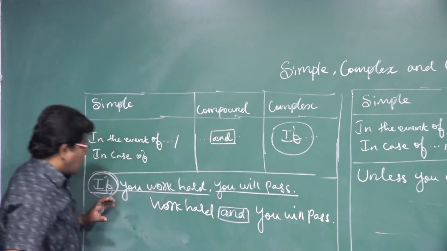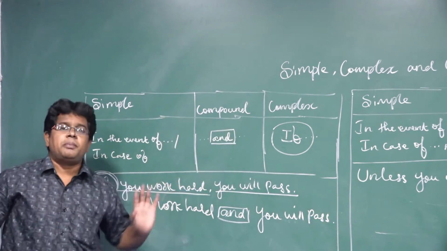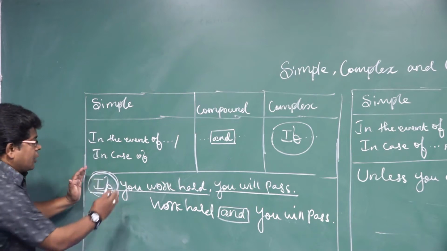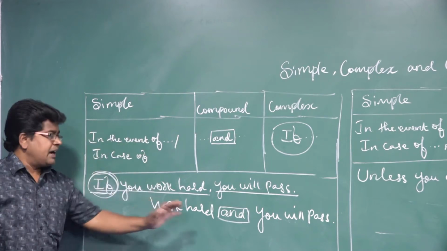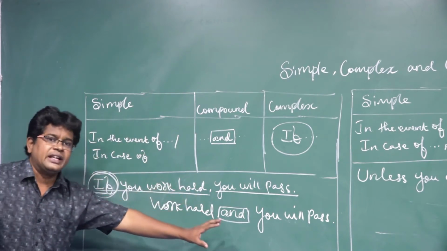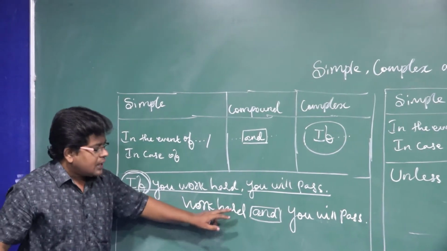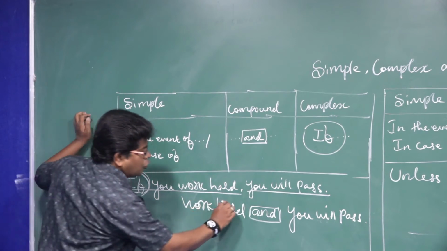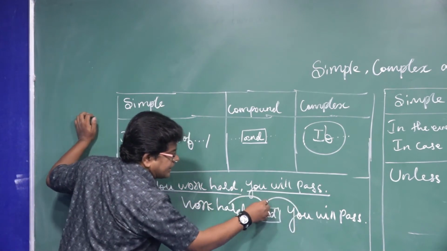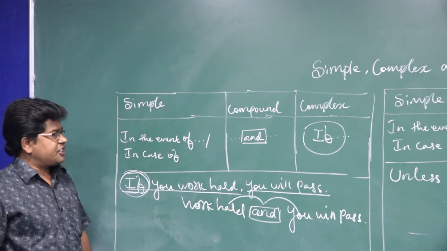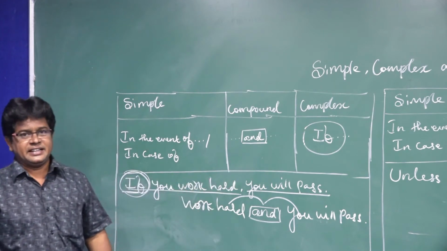So see, work hard and you will pass. Don't write you work hard and you will pass. Better, indirectly it refers to you only. That's why there is no need of using you here. Better you write work hard and you will pass. See, two main clauses that are connected with one coordinate conjunction, that is a compound sentence.